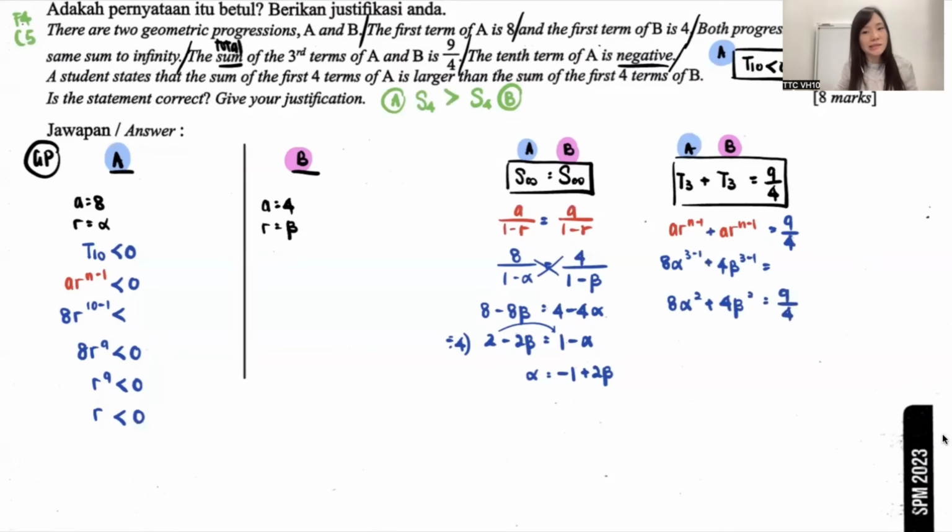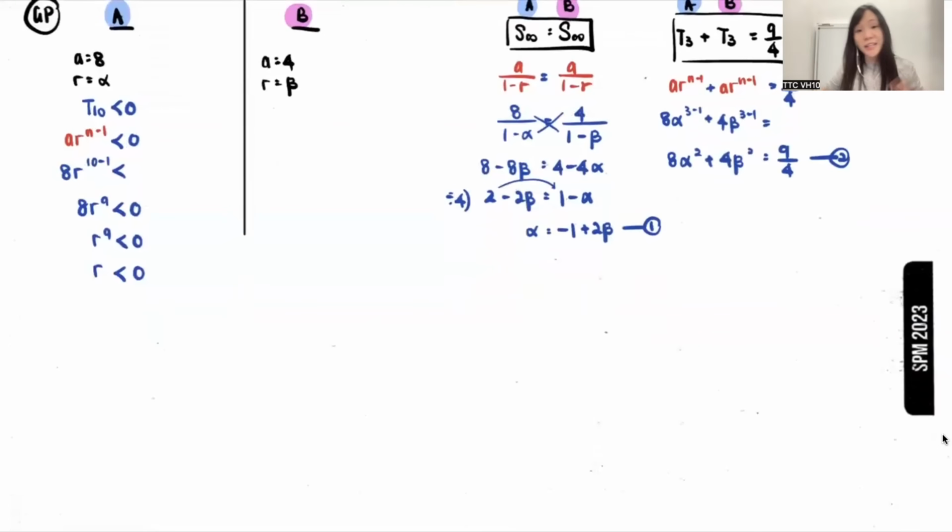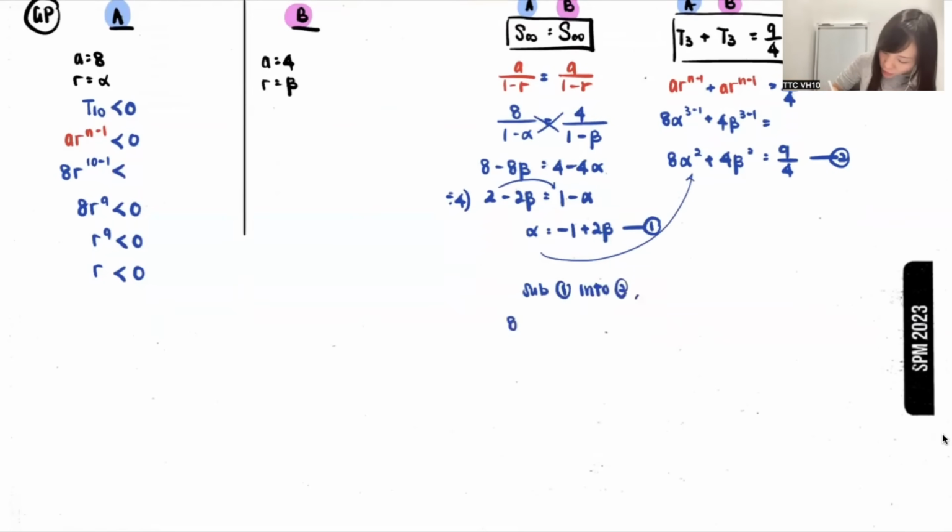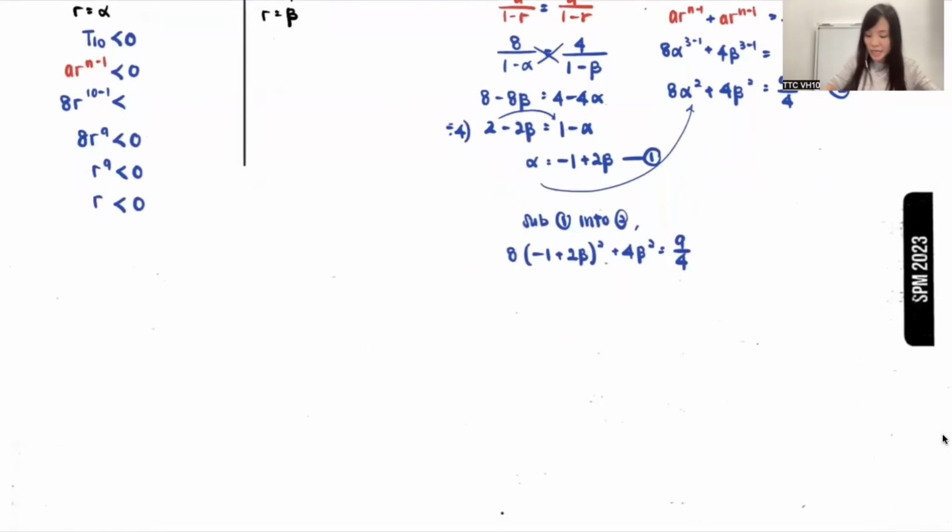Okay, now, my dear? Can I still simplify it? Not really though. So this one I can call equation 1, this one I can call equation 2. Now I think I can start to do simultaneous equations. I can sub 1 into 2. So alpha is negative 1 plus 2 beta, squared, plus 4 beta square equivalent to 9 over 4. The rest is maths, yeah? So square, please settle the square first. Don't tell me you times the 8 in, okay? Power always comes first. So let's start to do the square first.